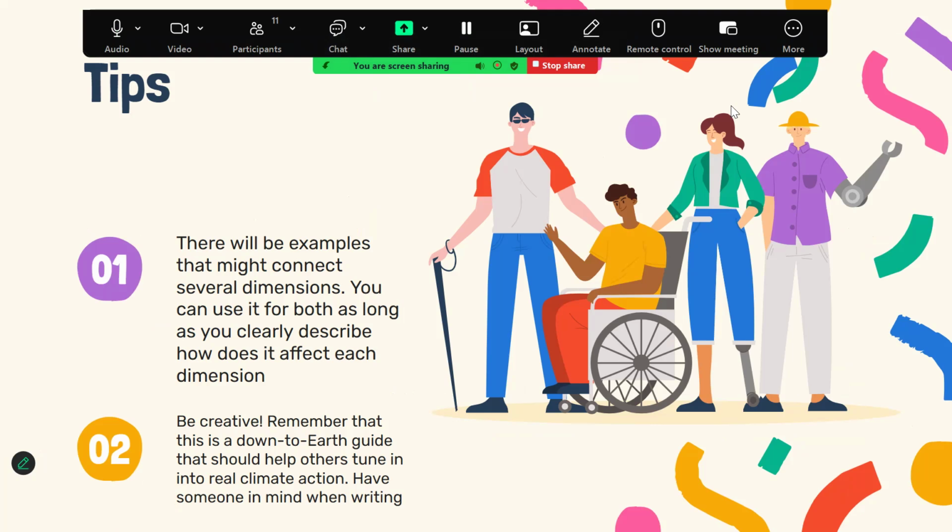But all of that, and this is where I'm going to be ending. Please, again, remember that there are examples that might connect different dimensions. And it is about the kind of language that you use that is going to show whether you're putting in the right dimension. So that's why it's really, really important that if you're going to use it for those 2 or 3 dimensions, that you make sure that you're describing it well. Okay? So please just make sure to use the right language.